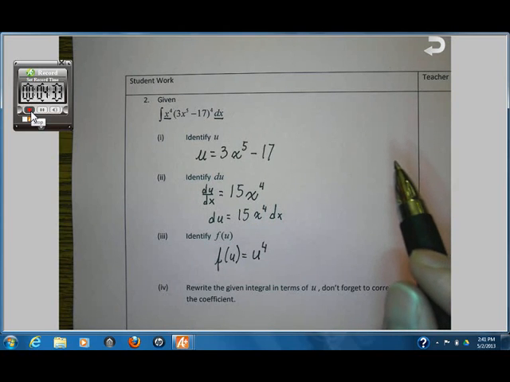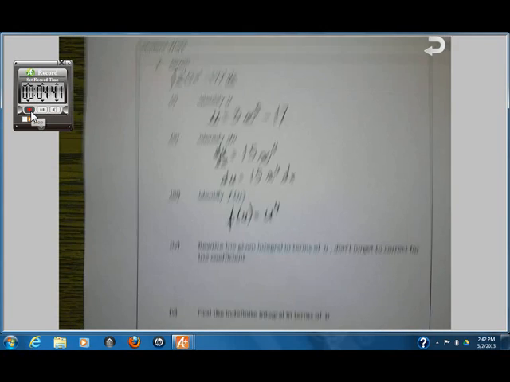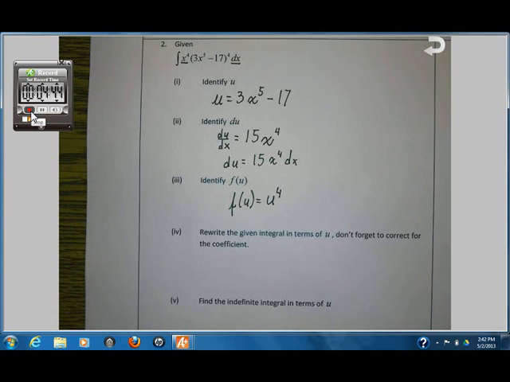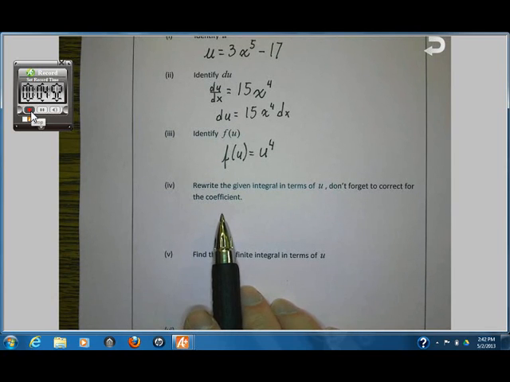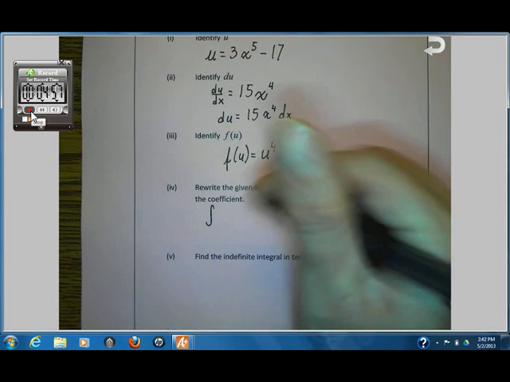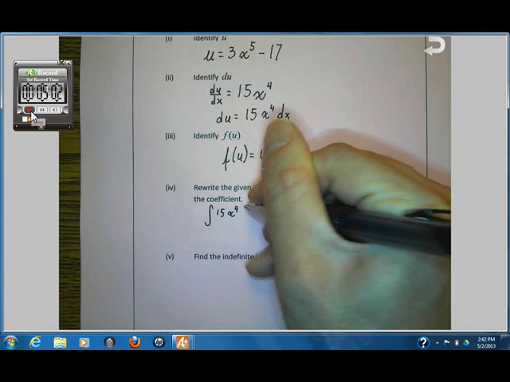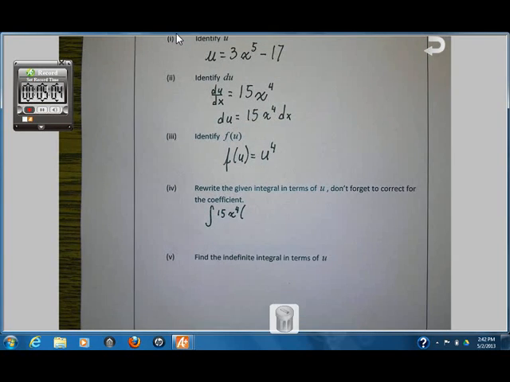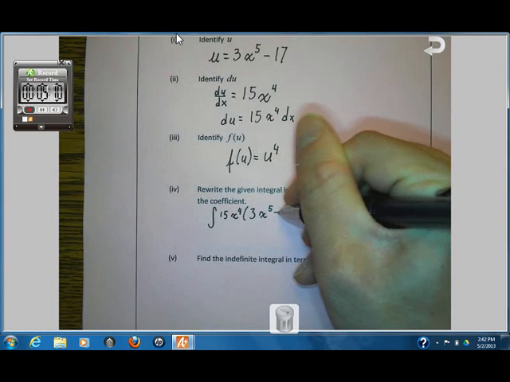Okay. Now for the rewriting of the given integral. This is the part when we rewrite the given integral, and I even said do not forget to correct for the coefficient. So, the first thing we should have done is you would have shown me that, okay, I needed to have 15x to the 4th, so 3x to the 5th minus 17 to the 4th dx, and I have the 1 over 15. This is the part where I corrected for the coefficient.